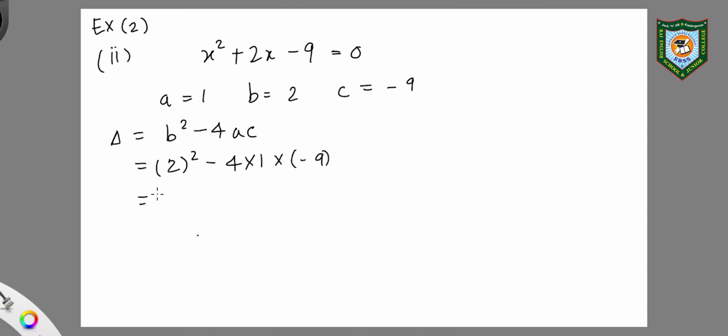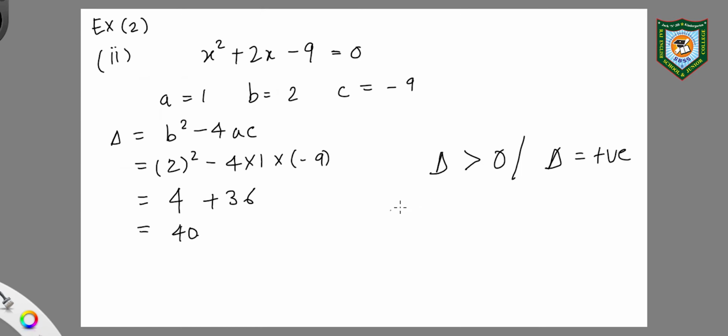So here I'll have 4 minus 4 into minus 9 is plus 36. So this is 40. I did not multiply it in steps; I just directly multiplied all the three numbers. That means delta here is greater than 0, or delta is equals to positive. This means that the roots are real and distinct.